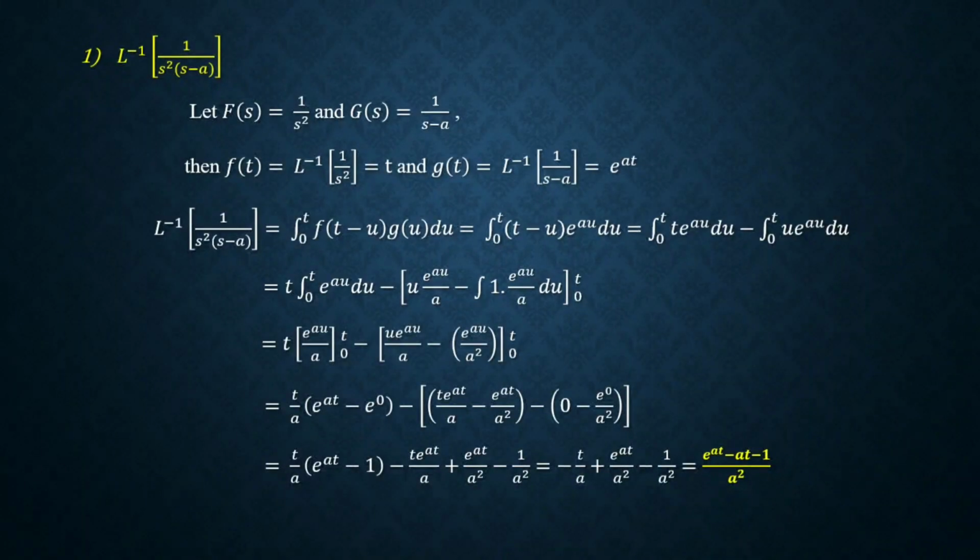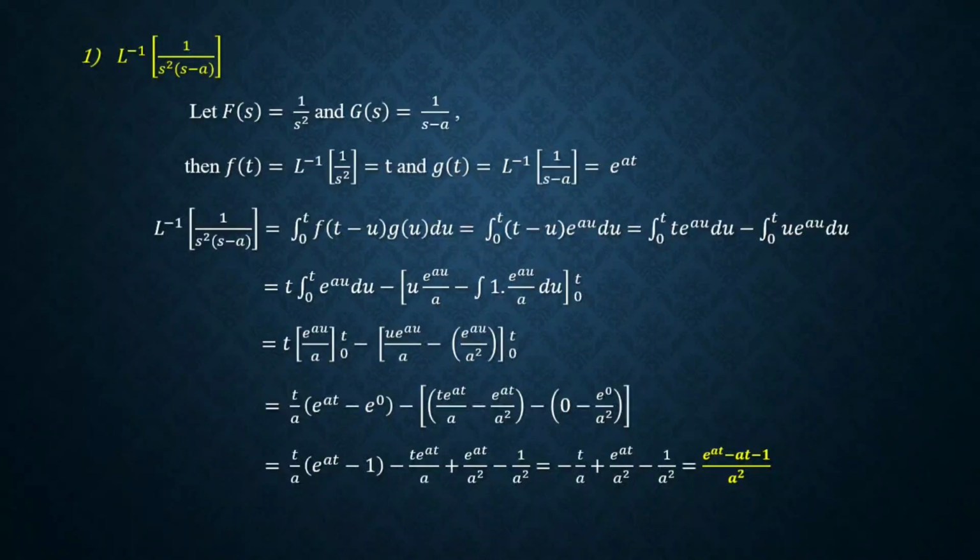So, f of s is equal to 1 by s square and g of s is equal to 1 by s minus a. Then, from this we will have f of t is equal to Laplace inverse of f of s, which is equal to Laplace inverse of 1 by s square, that is equal to t. And g of t will be equal to Laplace inverse of g of s, which is equal to Laplace inverse of 1 by s minus a, which is equal to e raised to at.